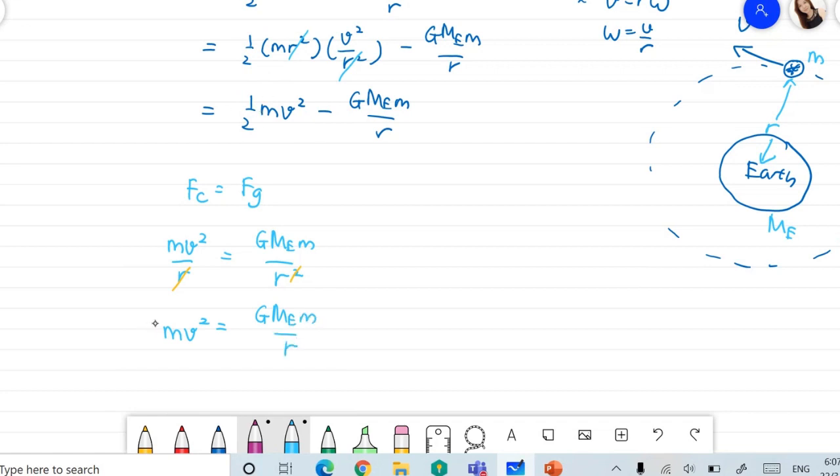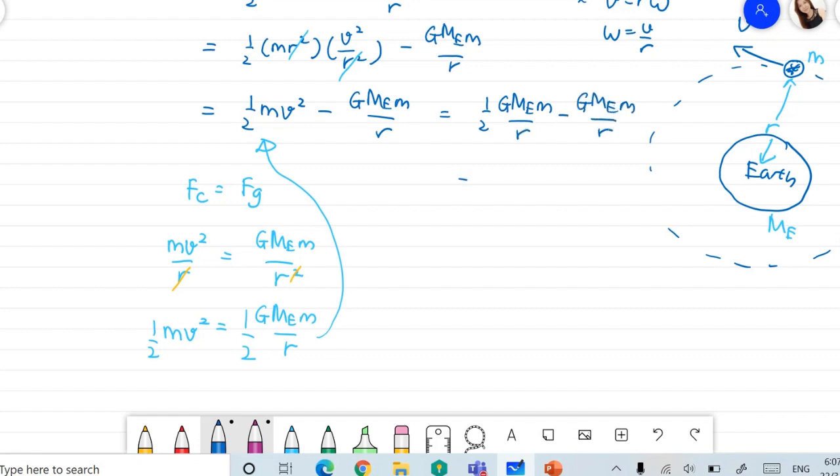I want to get half, so I multiply by half on both sides. Half m v squared is the same as half G Me m over r. I substitute this in, so eventually I get half G Me m over r minus G Me m over r. So you will get negative half G Me m over r. This is the total energy of the satellite.